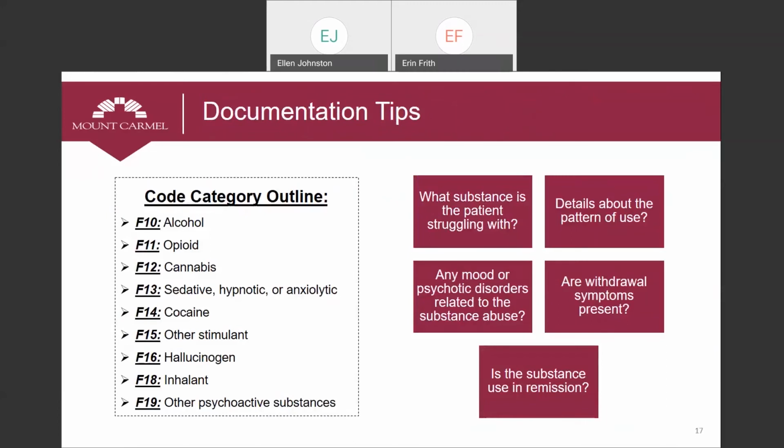When documenting the patient's condition, a few important things to keep in mind include type of substance. What is the patient struggling with? Any details about the pattern of use? Any mood or psychotic disorders related to substance use? Any withdrawal symptoms present? And finally, is the patient's substance use in remission? The box on the left shows each ICD-10 category code and what substance corresponds to each category. This can be helpful when trying to select a code for the patient.